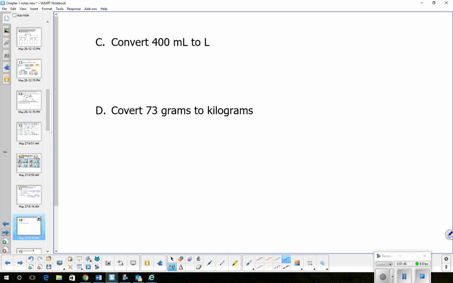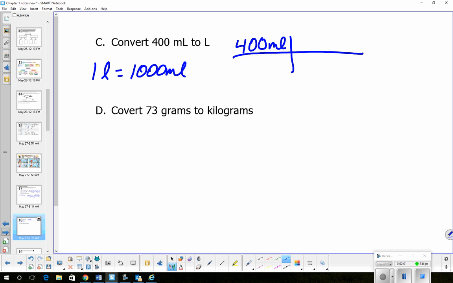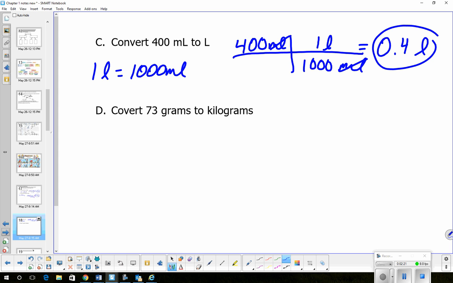Okay, right here we got 1 liter equals 1,000 milliliters. We start with what we're given, 400 milliliters. And we want to get rid of milliliters. It's going to go on the bottom. Attached to that is the 1,000. 1 liter on the top. Milliliters go out. And I end up with 0.4 liters. Those extra zeros aren't needed, just 0.4 liters. Okay, see what you can do with D.